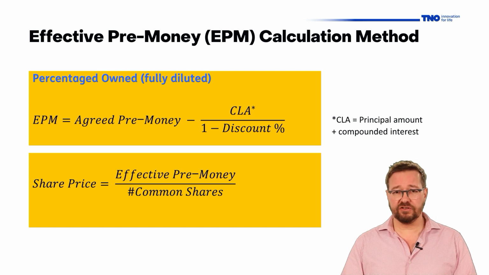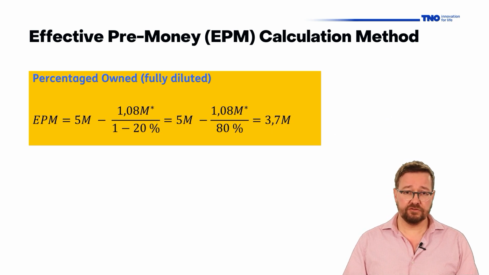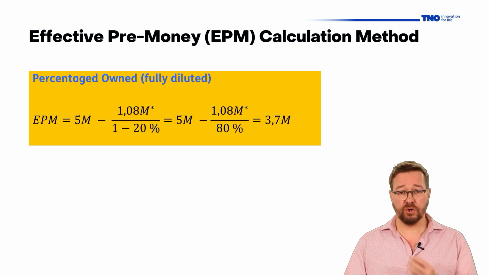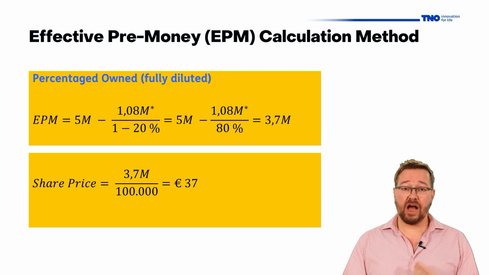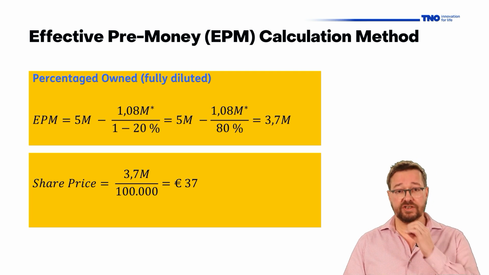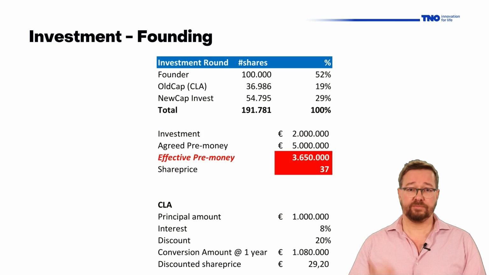If we put the numbers in the formula, we get 1.08 million divided by 80%, which equals an effective pre-money of 3.7 million. This divided by the 100,000 outstanding shares ends up with a pre-money share price of 37 euros. Applying this to our example cap table, we end up with this.